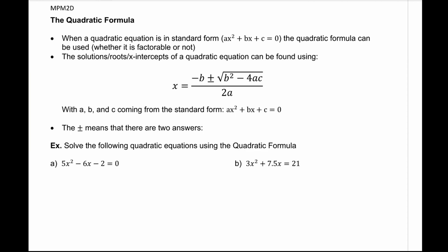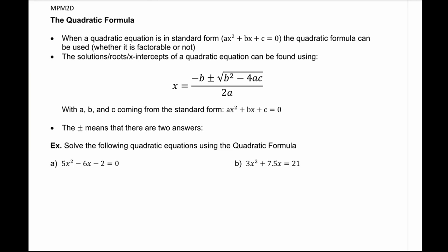If the question is asking you to solve by factoring, you still have to solve by factoring. You can double check your answer using the quadratic formula if you really want to, but again, just make sure you read the question. So rather than factoring, we have this equation, x equals negative b plus or minus the square root of b squared minus 4ac, all divided by 2a.